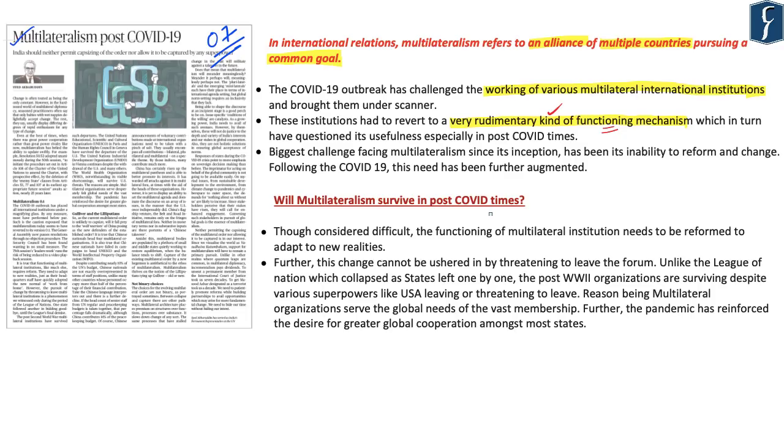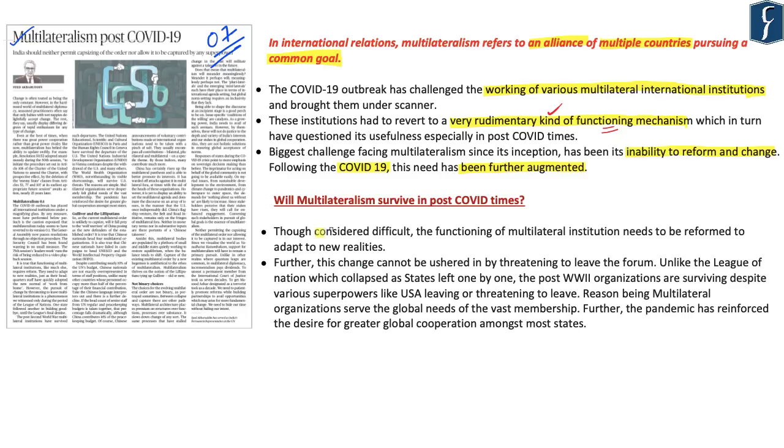As was the case earlier, even today the biggest challenge in front of multilateral institutions is their inability to reform or change. In the world of multilateral diplomacy, change is not very enthusiastically accepted, and this is true even in areas where there is a good deal of cooperation amongst the member countries. Hence, following COVID-19, the world is realizing that it is high time that multilateral institutions bring in certain reforms so that they can function more smoothly and effectively. So to answer the question, will multilateralism survive in post-COVID times? The answer is in the affirmative.